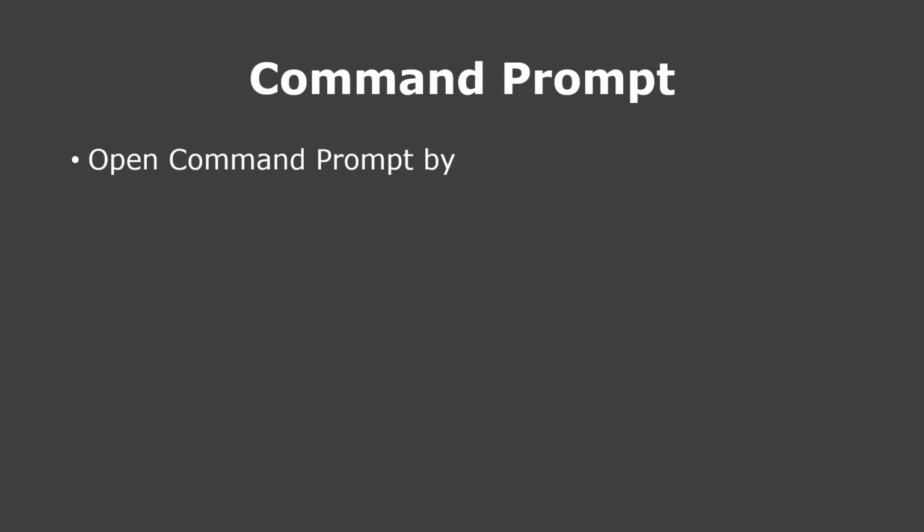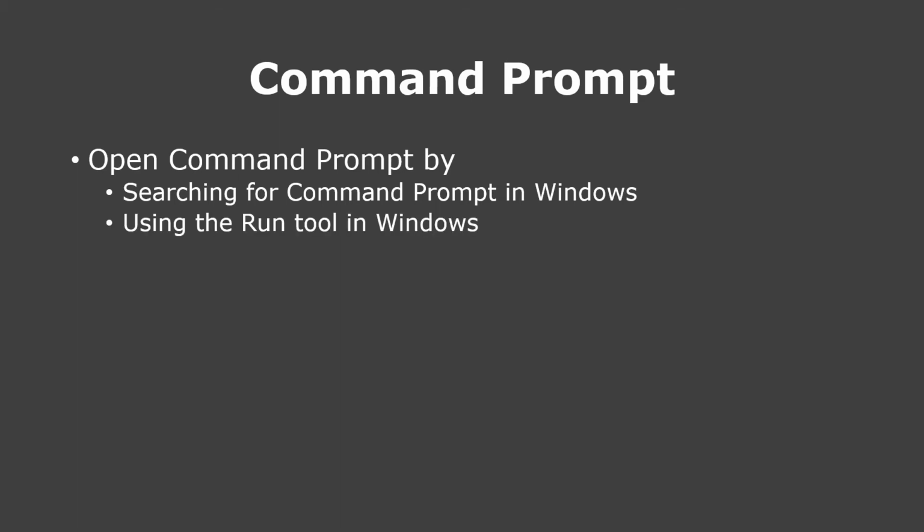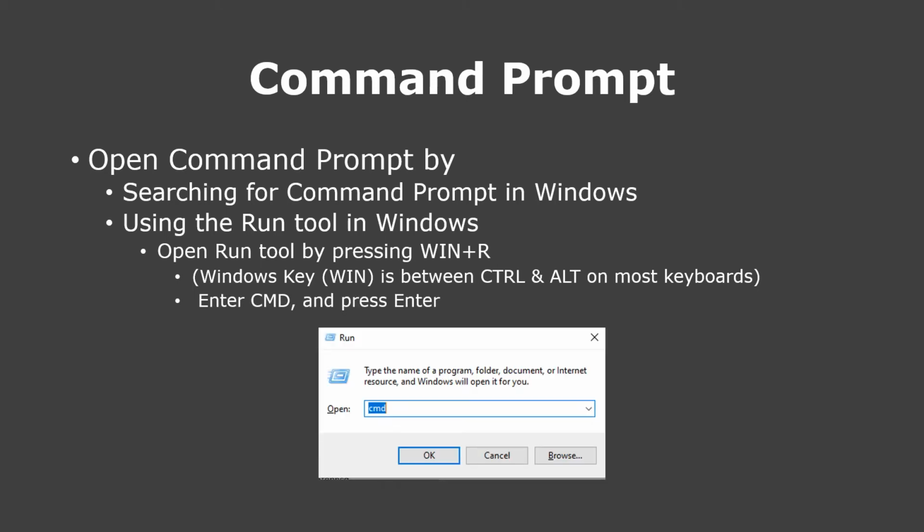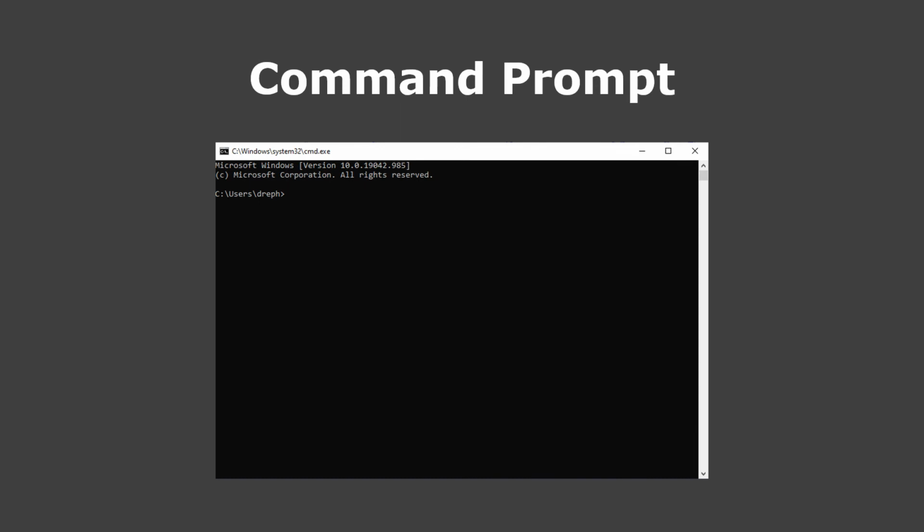You can open command prompt by searching for it in Windows via the search bar in Windows 10, or you can use the Run tool to call it. The Run tool is similar to the Run New Task feature of Task Manager. We will be using it to call our command prompt. To call the Run tool, hit the Windows button and R key at the same time. When the window pops up, enter CMD in the text box and press enter. A black window should pop up, and this is our command prompt.